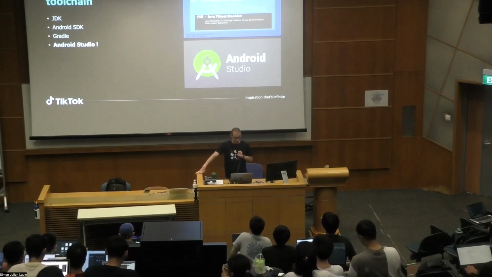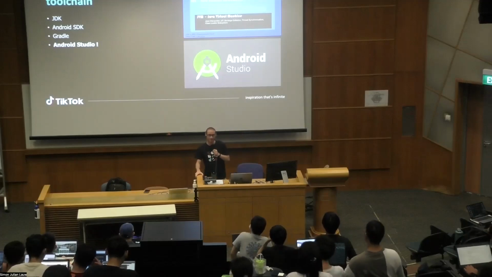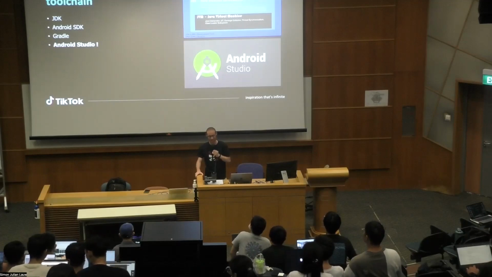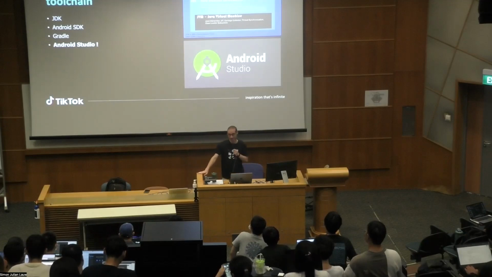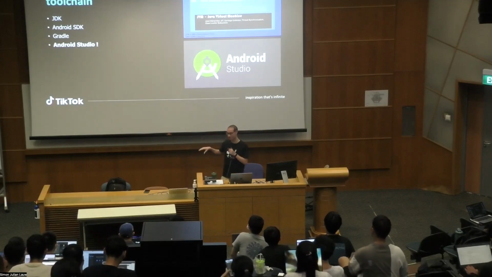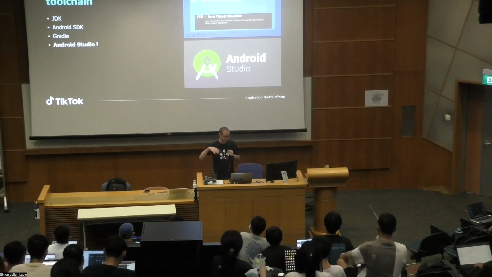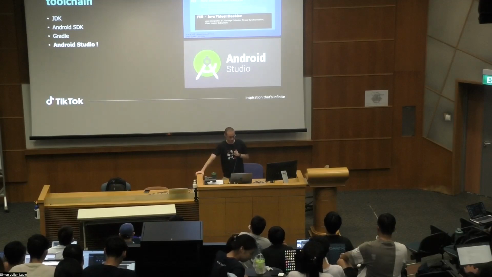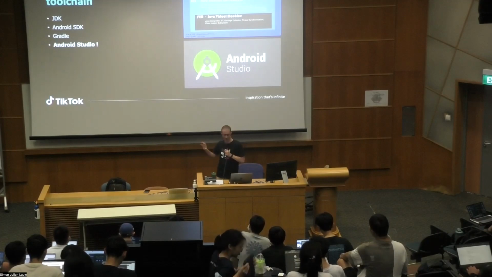So Android applications are built in Java or Kotlin. Kotlin is, let's say, a new version of Java, a new way of doing Java. And to build Java, you need a Java Development Kit, which is called JDK. And this JDK, everything is included when you download Android Studio. And to build an Android application, you will have to use the Android SDK, which is a development kit.